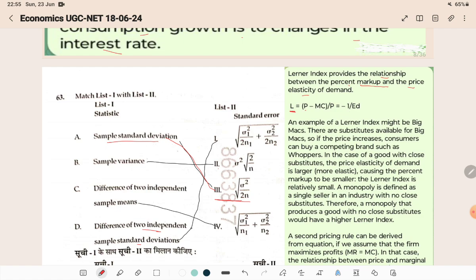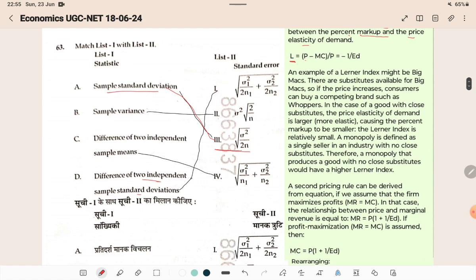An example of a Lerner index might be Big Macs. There are substitutes available for Big Macs. So if the price increases, consumers can buy a competing brand such as Whoppers. In the case of a good with close substitutes, the price elasticity of demand is larger, more elastic, causing the percent markup to be smaller. The Lerner index is relatively small.